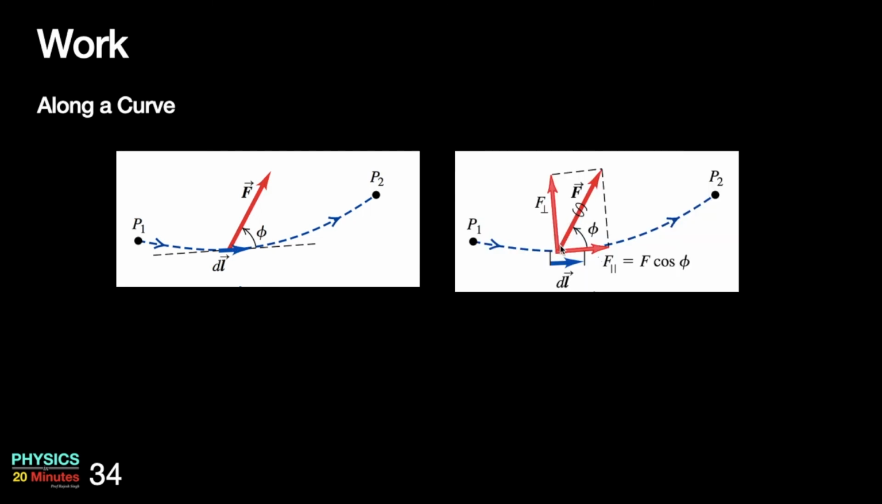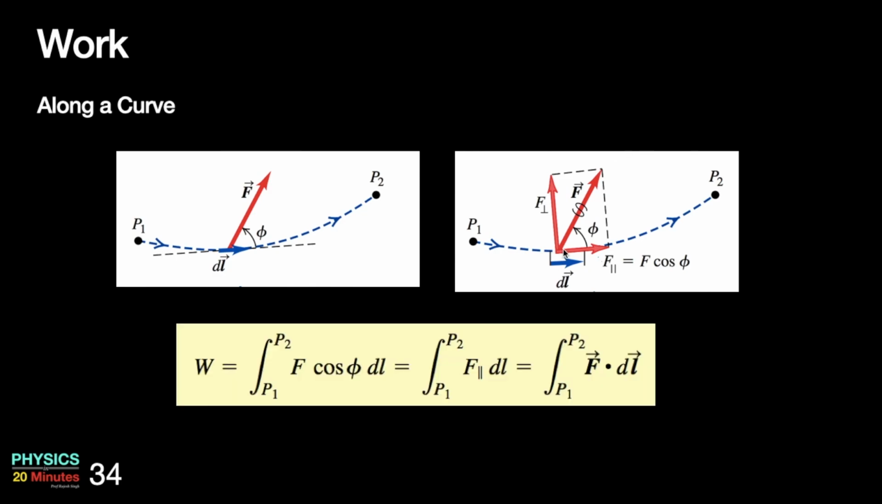Now this force can be resolved into two components. One component of the force is parallel to dl. You can see this component, which is called F parallel, which is also the adjacent component, so it is F cos phi. The other component of the force is perpendicular to dl. Now we have seen that work done by the perpendicular component is 0, so this component will not do any work, and the only work done is by the parallel component. So I can multiply this component and dl to get the work.